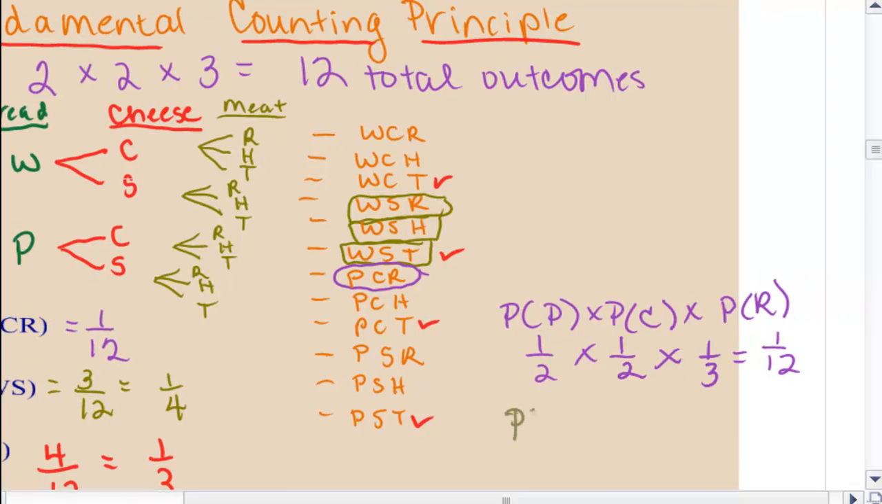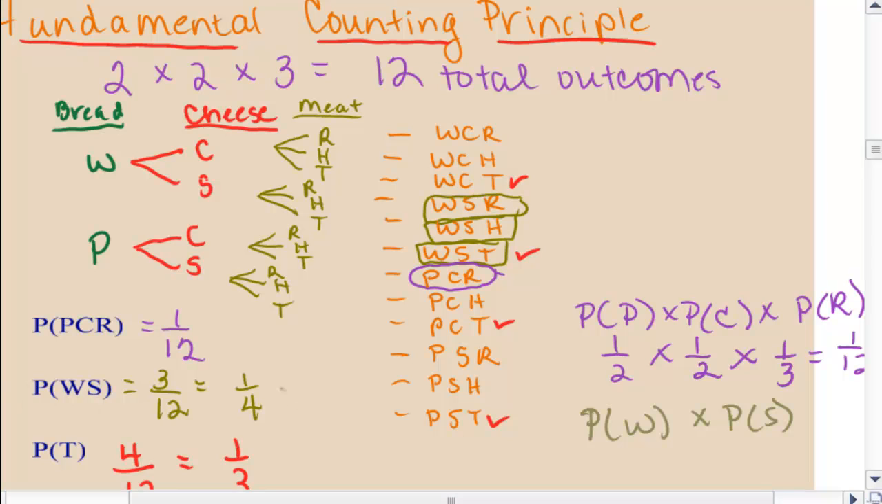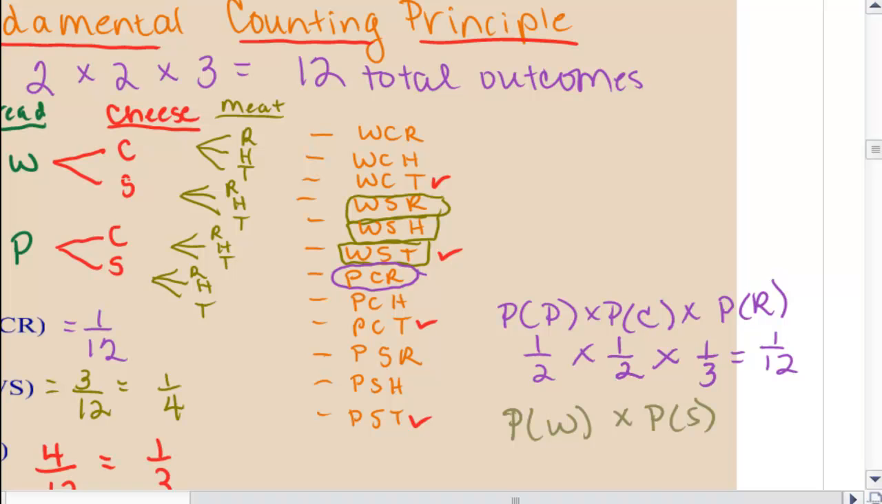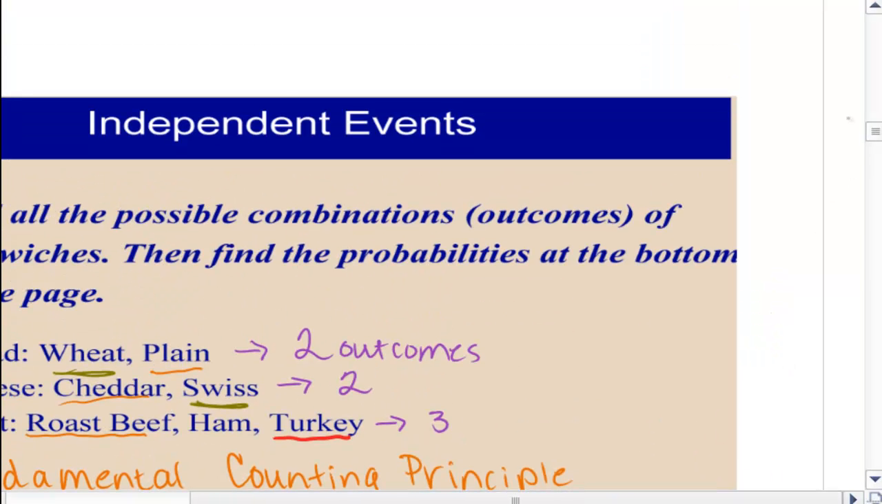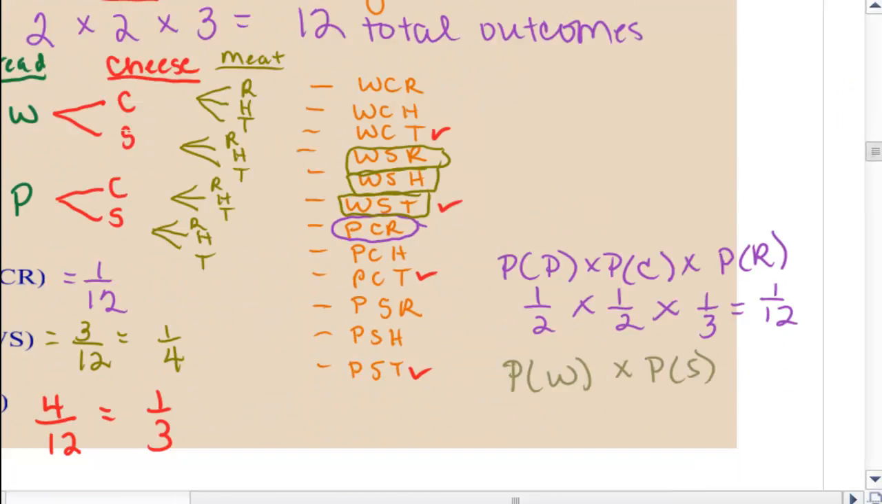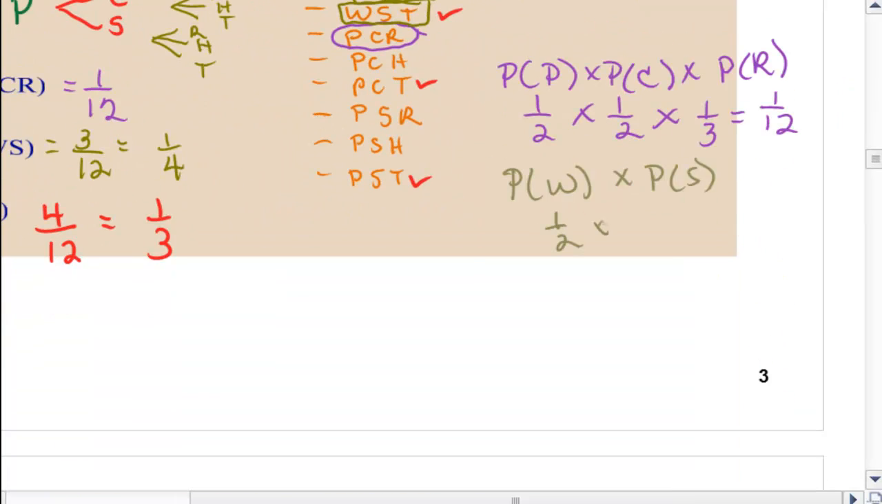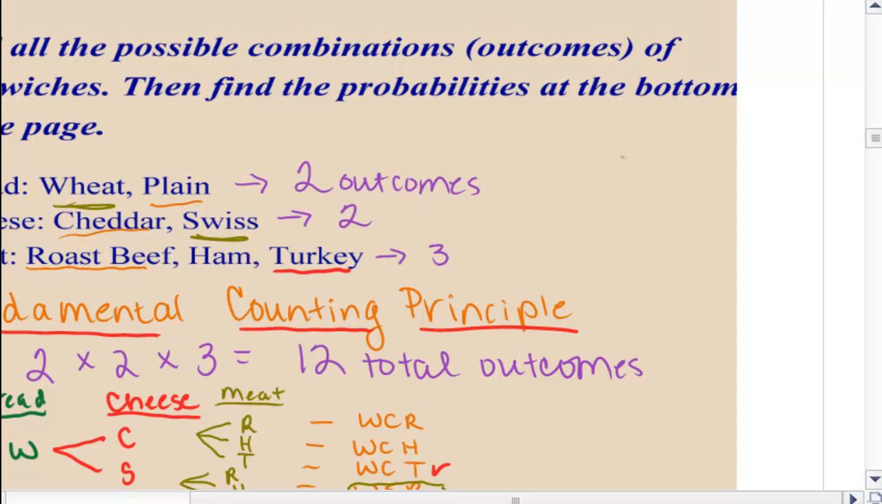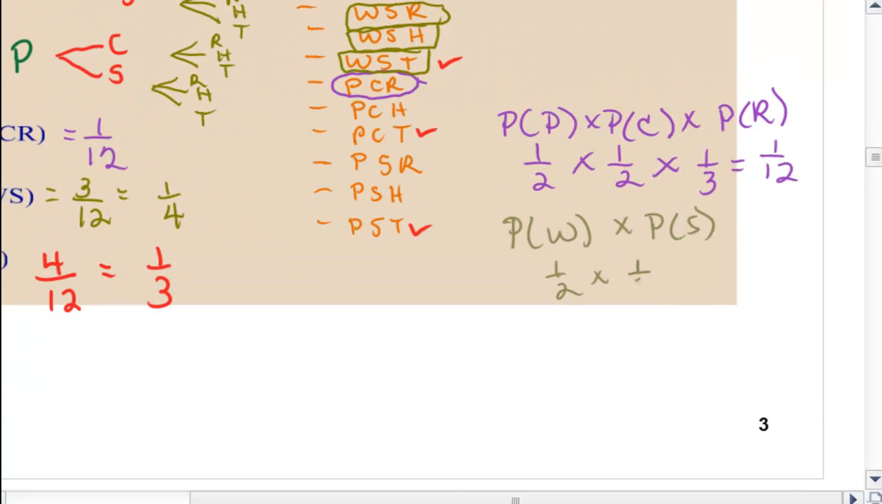Let's look at the next one. So the probability of wheat times the probability of Swiss cheese will give us the same answer here of probability of wheat with Swiss. So the probability of wheat, what would that be if you're just looking at bread? 1/2, right? And the probability of Swiss cheese, if you're just choosing a cheese, 1 out of 2 or 1/2. And what's 1/2 times 1/2?